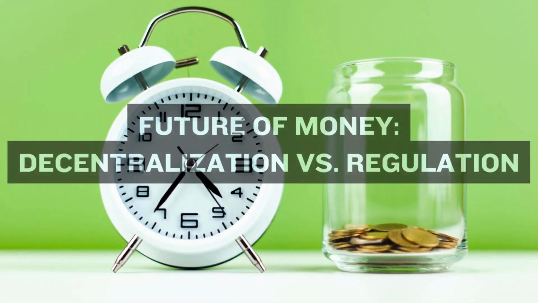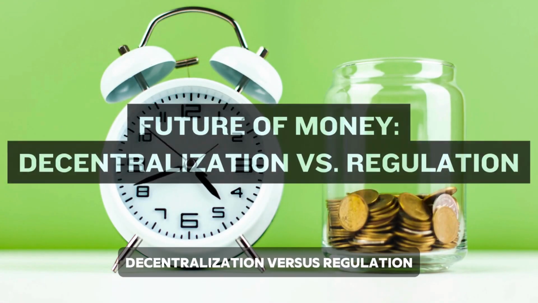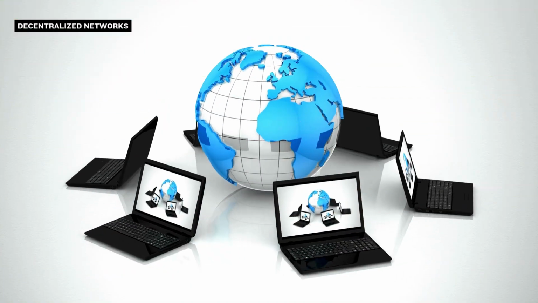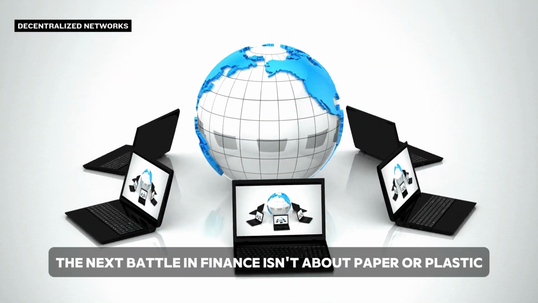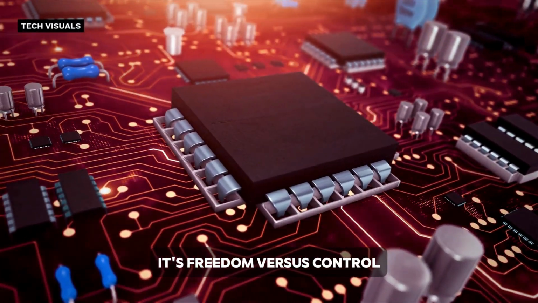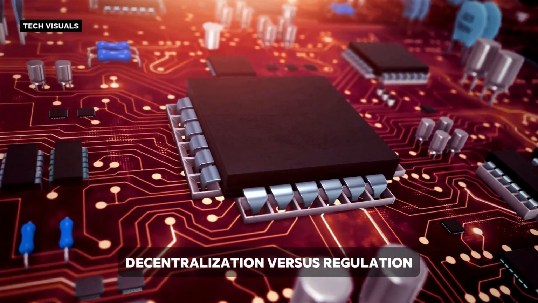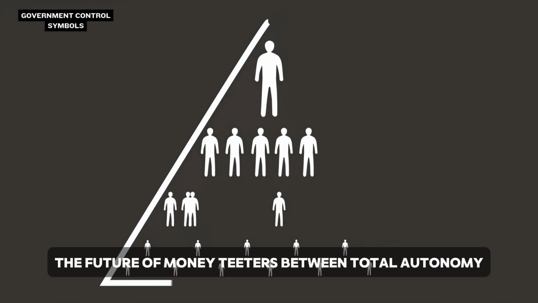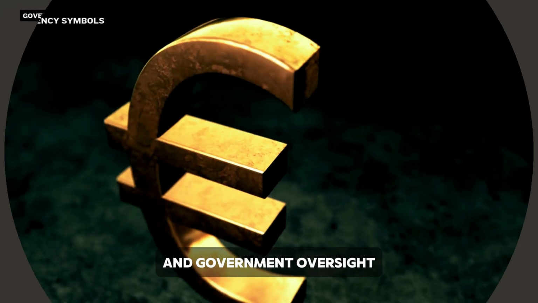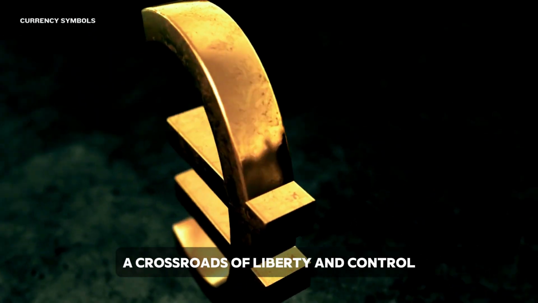Topic 14. Future of money. Decentralization versus regulation. The next battle in finance isn't about paper or plastic. It's freedom versus control. Decentralization versus regulation. The future of money teeters between total autonomy and government oversight, a crossroads of liberty and control.